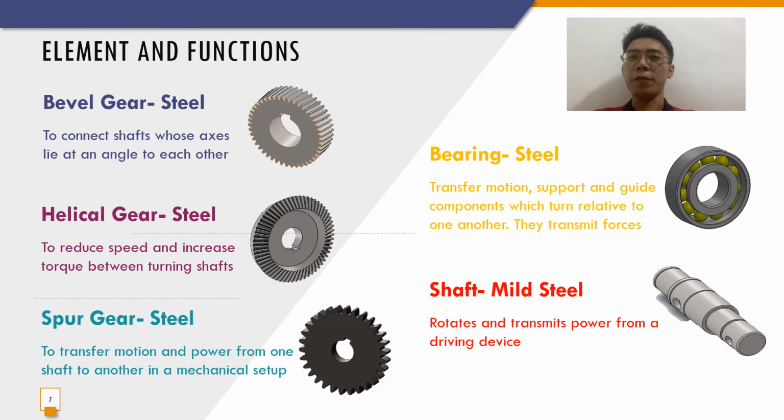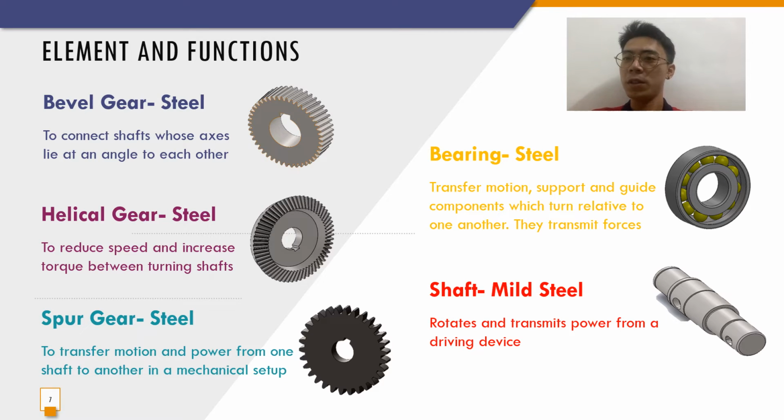The elements and functions. Bevel gear, steel material. The function is to connect shafts whose axes lie at an angle to each other. Helical gear, steel material. The function is to reduce speed and increase torque between turning shafts.